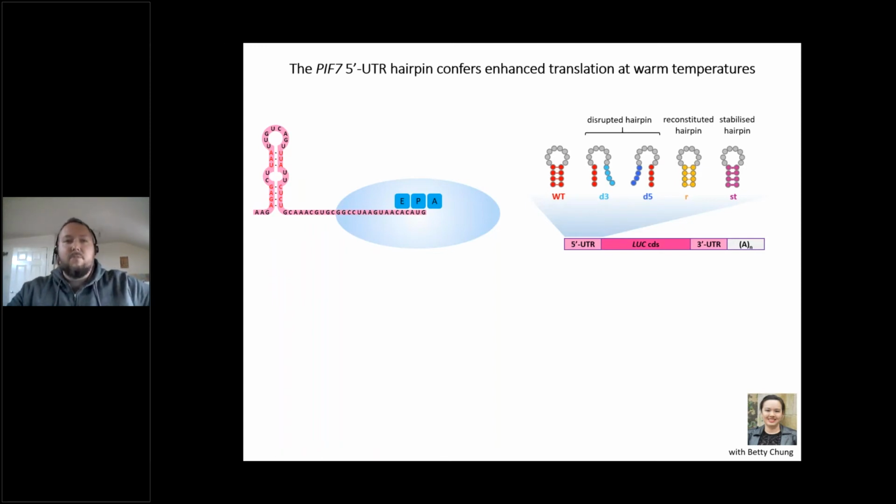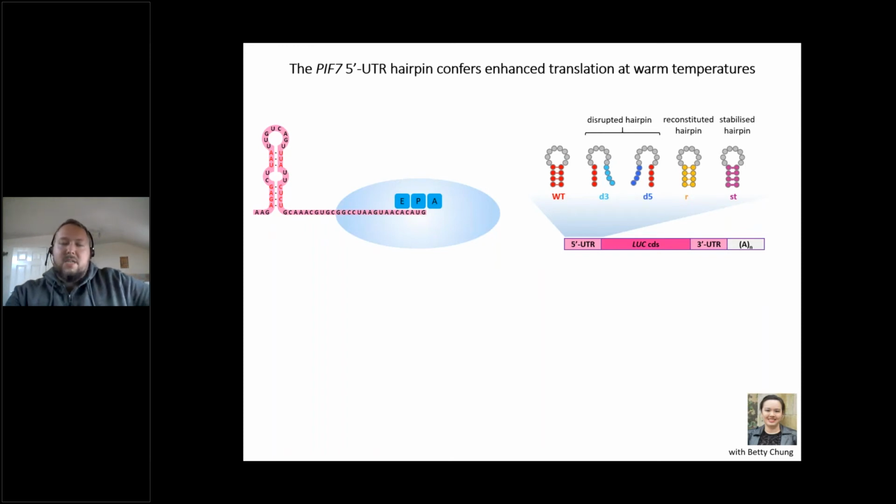So we took the 5' UTR of PIF7 and fused it to a luciferase reporter. And we not only used the wild type sequence, but we also mutated the sequence with the idea to have an impact on hairpin formation. So we mutated either side of the hairpin, which should disrupt hairpin formation altogether. We mutated both sides of the hairpin, which should then reconstitute the secondary structure. And we also introduced additional GC base pairing, which should stabilize that hairpin.